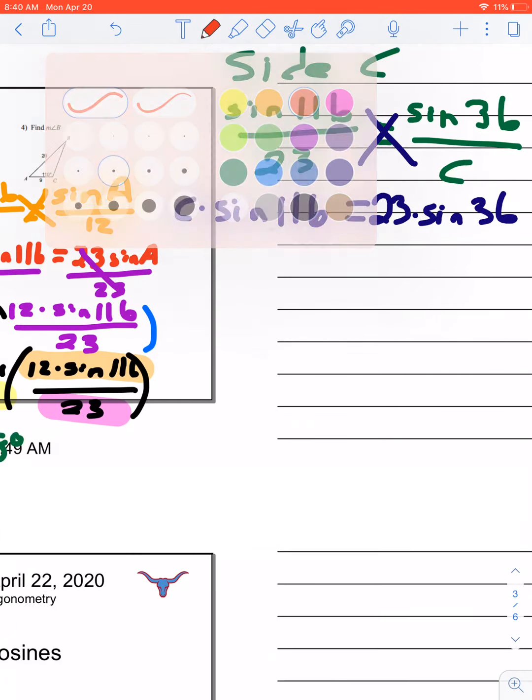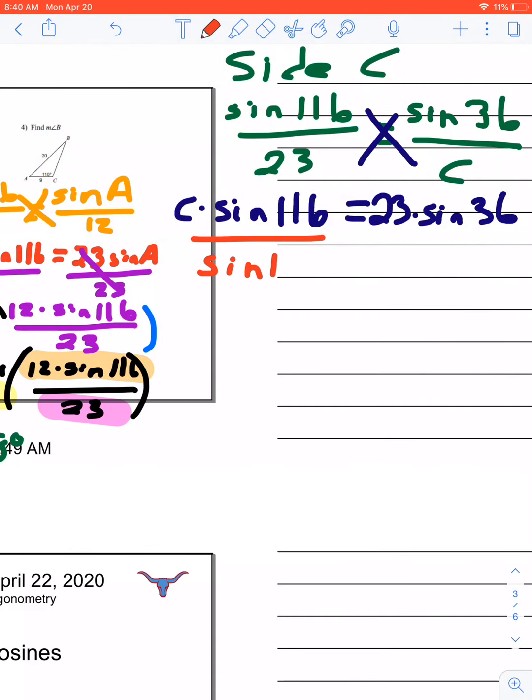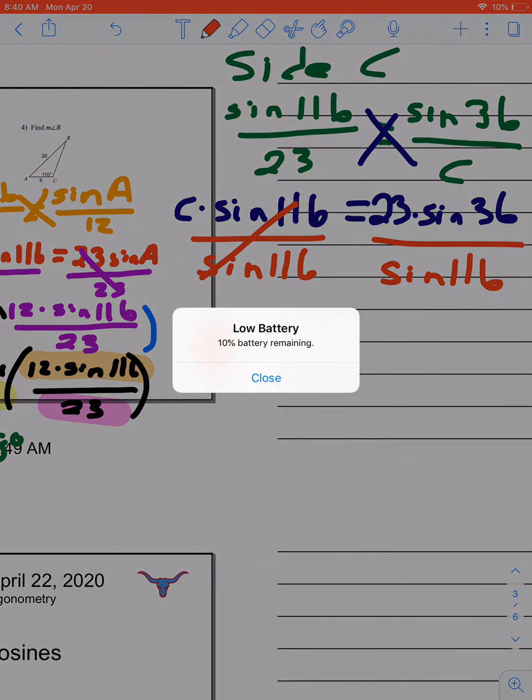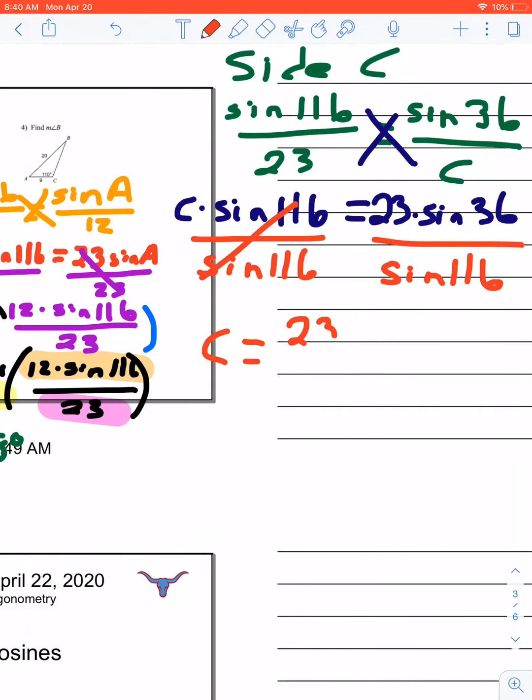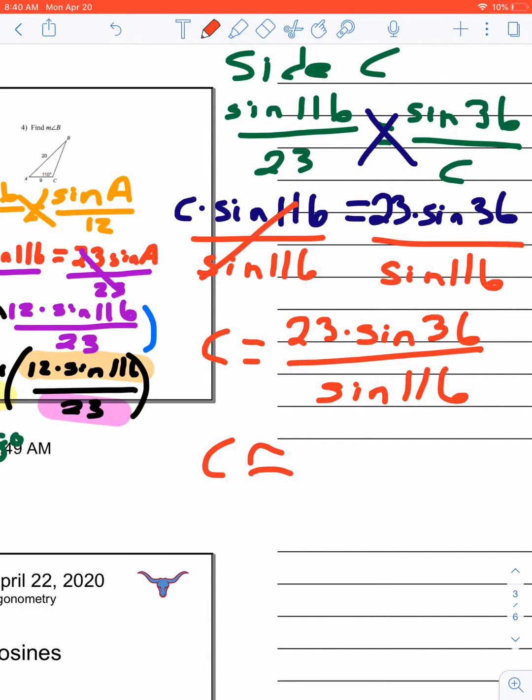From here, I'm trying to get C by itself. So I'm going to divide by sine 116 because it's multiplied together. So I'm going to do the opposite. Those cancel. So I get C equals 23 times sine 36 over sine 116. And then I get C's approximately. Again, I do the numerator first, so I do 23 times sine 36, enter. Divide by sine 116. Again, I like to separate it up. And I get 15.04. So I'm going to do 15 is perfectly fine.